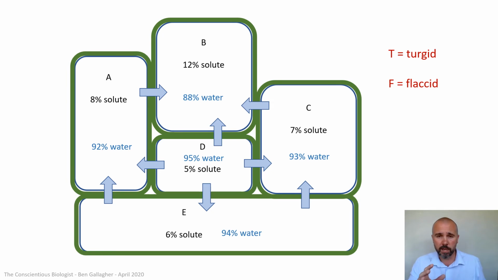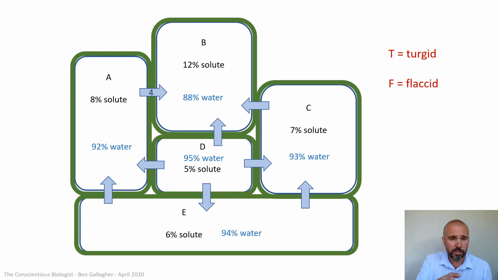Now let's just check that though by looking at the concentration gradients. Look at the arrow that goes between cell A and cell B. Now cell A was 92% water, cell B was 88. The difference between those is 4. So if you look on the arrow, I've now put a 4. That is the difference between 92 and 88. So that represents the concentration gradient there being 4.